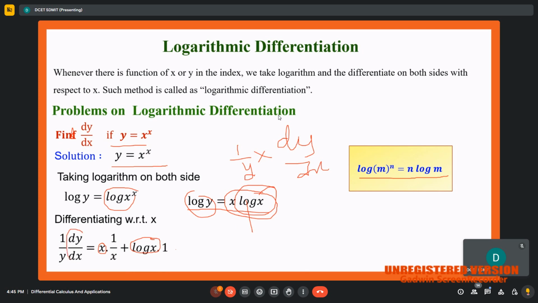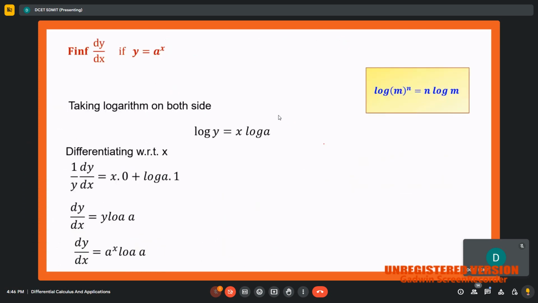We have to find out what is dy by dx. So we have to take 1 by y to this side. That becomes dy by dx is equal to log x, this x is cancelled. We are getting 1 plus log x into y. Therefore, dy by dx is equal to 1 plus log x into y. Clear this one? Followed all of you? Yes? Okay. Second problem.